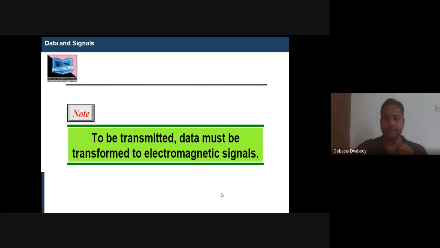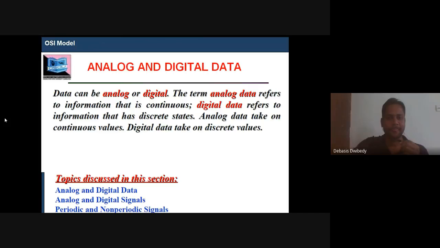So we will discuss today the different signals and their properties. We'll discuss analog and digital data, then analog and digital signals. Data can be analog or digital. The term analog data refers to information that is continuous, and digital data refers to information that has discrete states. Analog data take on continuous values and digital data take on discrete values. What is the meaning of continuous and discrete? I will show you through suitable examples and diagrams. For the time being, we can understand that analog data takes continuous values, and digital data takes discrete values.